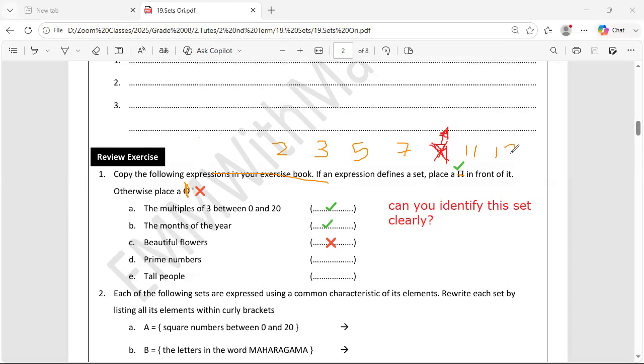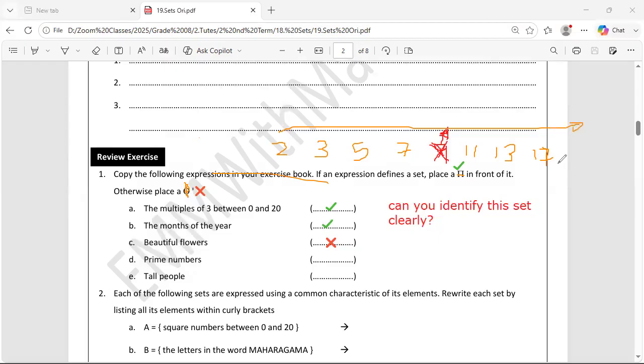11, then 13, then what is the next number? Kian, tell me, what is the next prime number? 17. Yes, good. There is no 15. 15 is not a prime number, it has more than 2 factors. So up to infinity you can write.